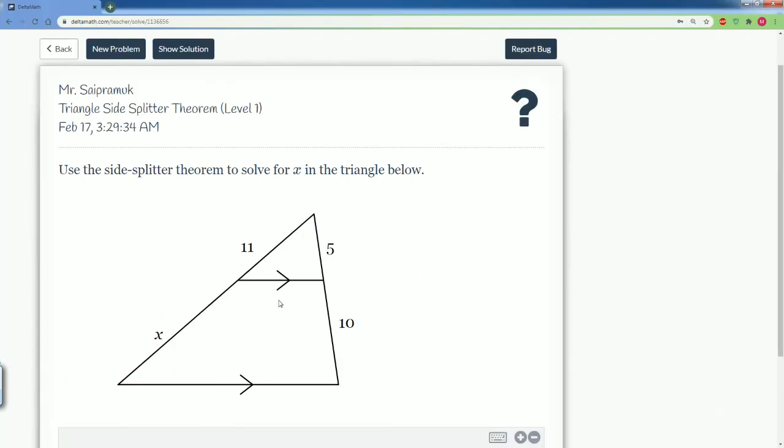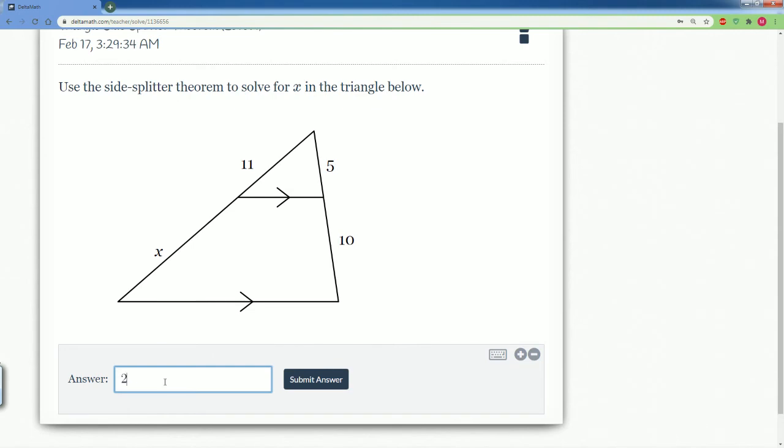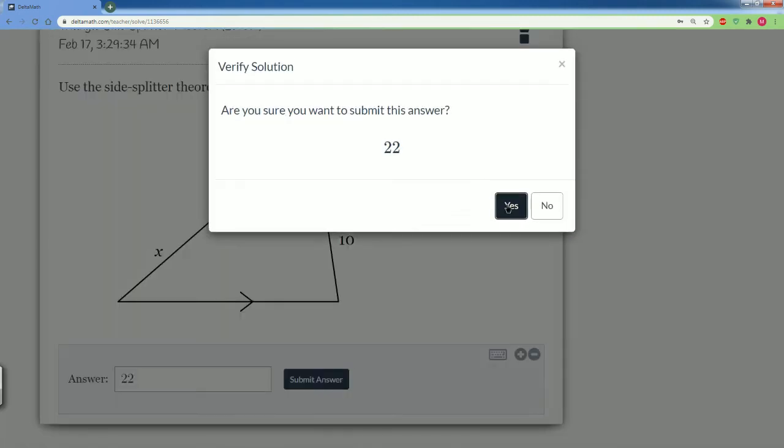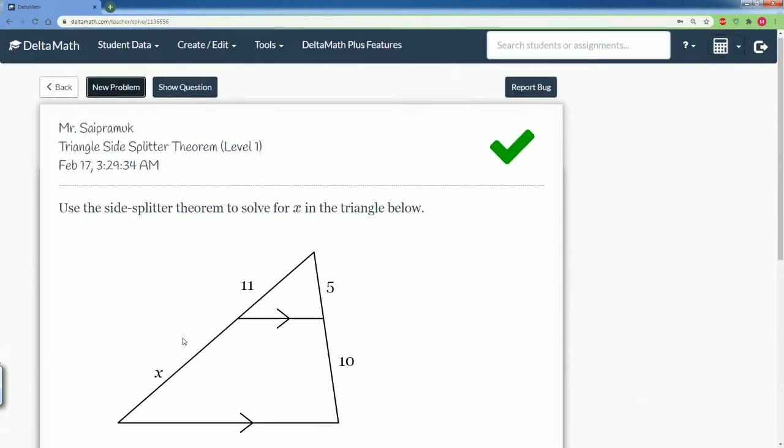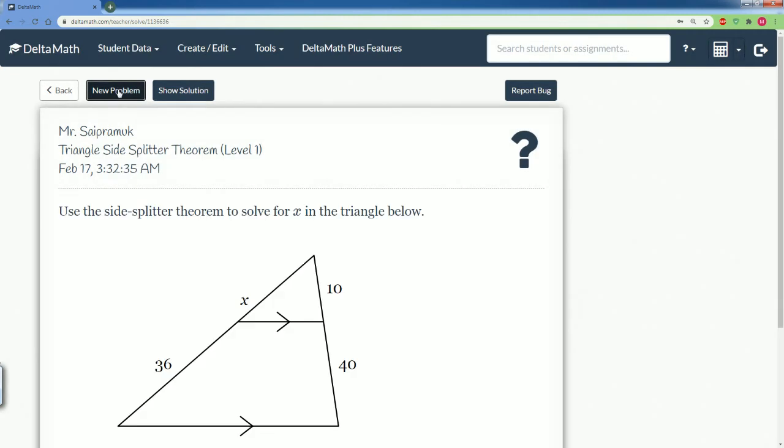Let's check our work. So x is going to be equal to 22. There you go. Set up your proportion, solve by cross multiplying. Good job. Let's do another problem.